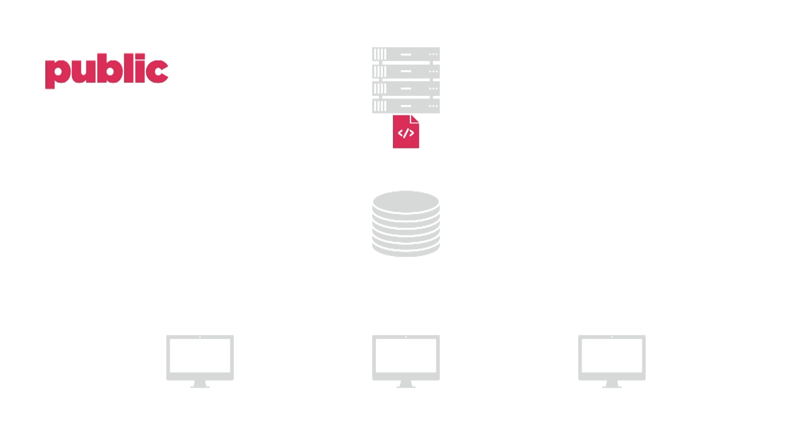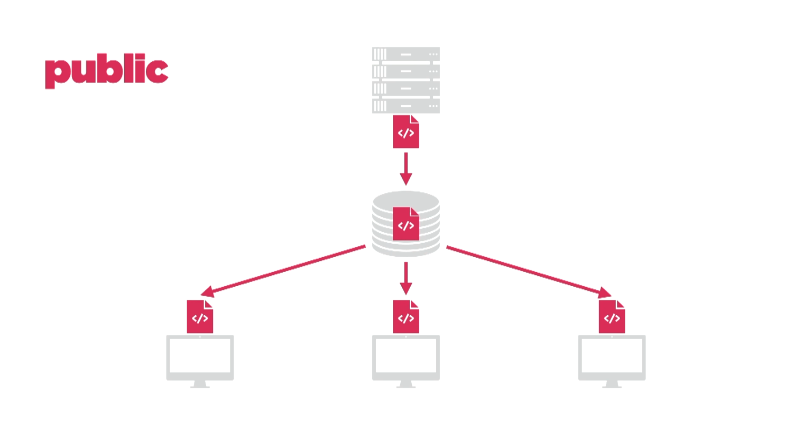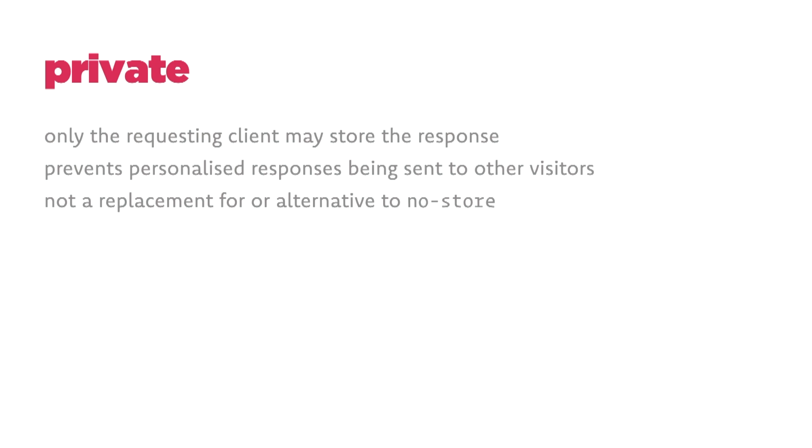You've got a file on origin. Someone requests it. It passes through your CDN. A copy of it stays there. And a copy goes to this person, this person, this person. That file stayed in a shared cache. Private forbids that. Only the requesting client may store the response. It prevents data leakage. It prevents people seeing things they shouldn't see.